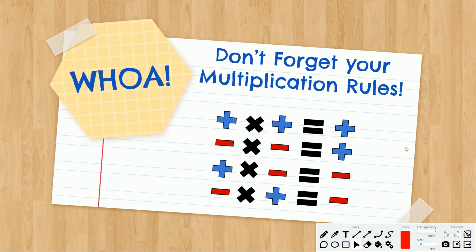Oh, don't forget that we need to follow our multiplication rules also whenever we're multiplying. So if we have a positive times a positive, our answer is going to be positive. If we have a negative number times a negative number, our answer is going to be positive. If we have a positive times a negative, our answer is going to be negative. And if we have a negative times a positive, our answer will also be negative. So these rules still apply even though we're multiplying decimals. They also will still apply when we're multiplying fractions later.